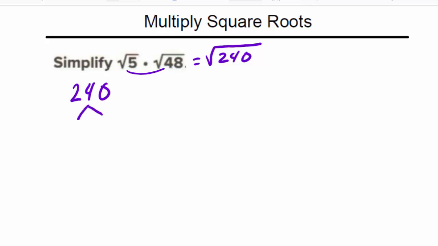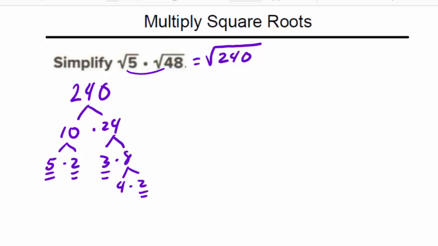So the two factors that come to mind would be 10 times 24. Neither of those are prime numbers, so I've got to keep going. I got 5 times 2. Both of those are prime, so I'm going to double underline them. Then I've got 3 times 8, and that's a prime. 8 can be broken into 4 times 2, and that's a prime. And 4 can be broken into 2 times 2, and that's prime also.